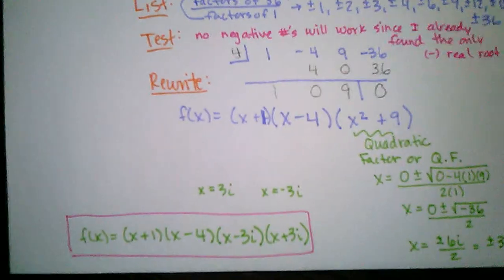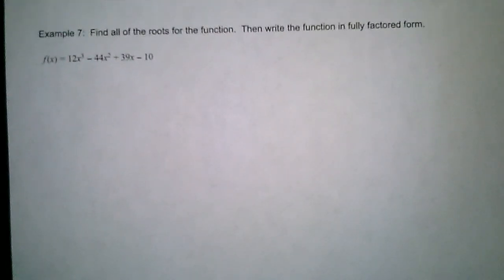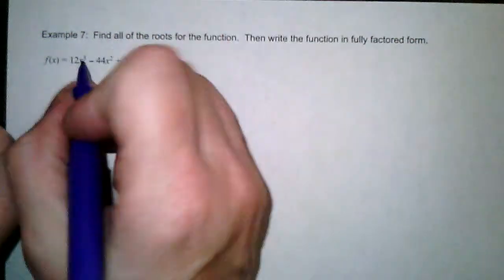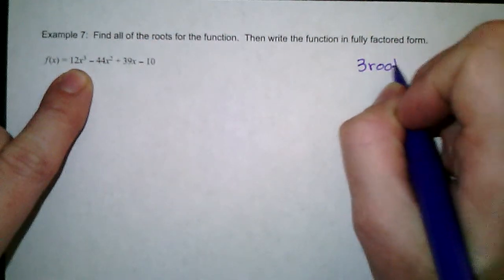Now the last problem we're going to work on is kind of a doozy. That's why we're doing it, because it does a weird thing. So when we get to the weird thing, I'll tell you, hey, this is the weird thing. But we're going to start it the same way. So find all of the roots. How many will there be? It's degree 3, so we're looking for 3 roots.